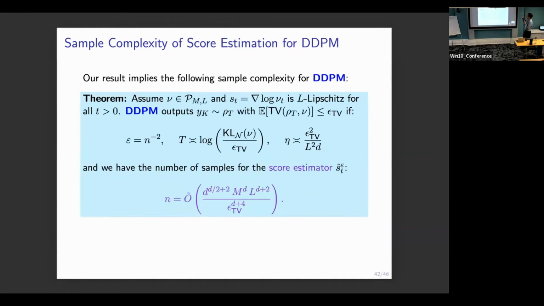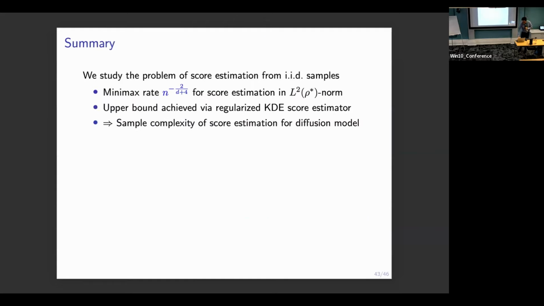Then combining with the convergence result, this is the guarantee that under the same setup as before, to get error less than epsilon, we need this many samples. Something that scales, d is a constant here, but still like d to the d over 2, and then there is 1 over epsilon to the d plus 4. So still something that grows exponentially fast, and probably not the right rate to explain what happens in practice. So in this work, we studied the problem of score estimation from samples, and we showed that there is this minimax rate.